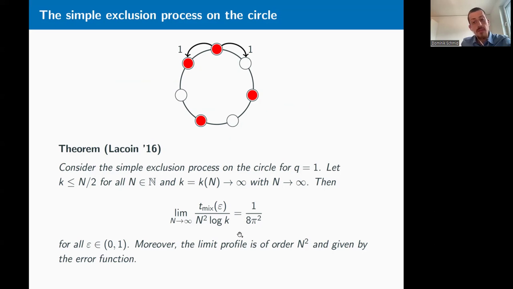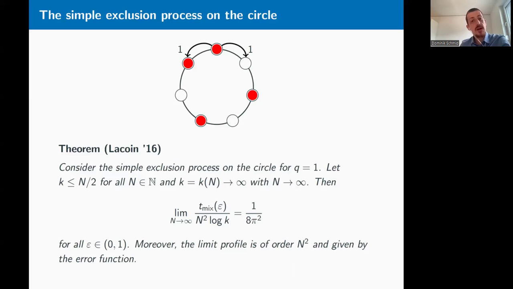So let me maybe give a bunch of comments on this result. First of all, we have the assumption that k is less or equal than n/2. I claim that this is not really a restriction. In particular, I claim that the mixing time of a system with k particles is the same as the mixing time of a system with n-k particles.